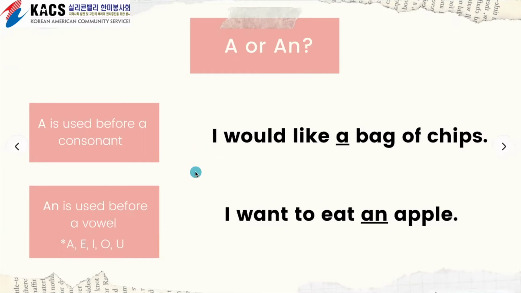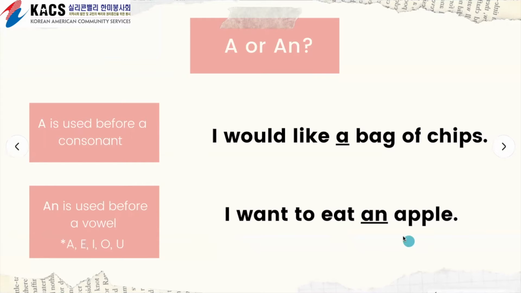On the other hand, an is used before a vowel. A quick reminder is that vowels are the letters A, E, I, O, and U. In this example right here, it says, I want to eat an apple.